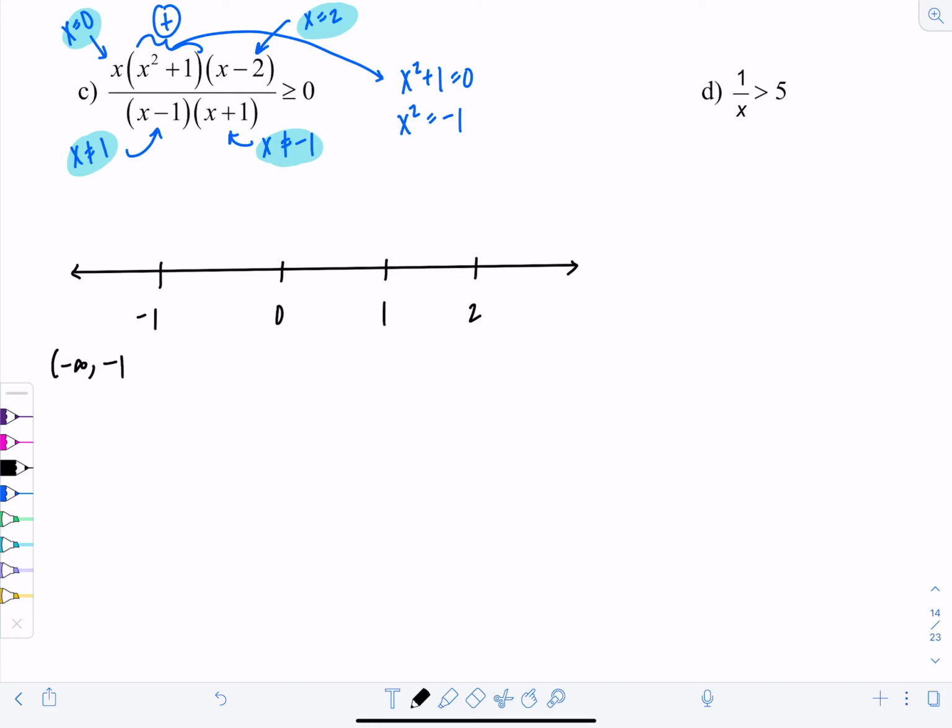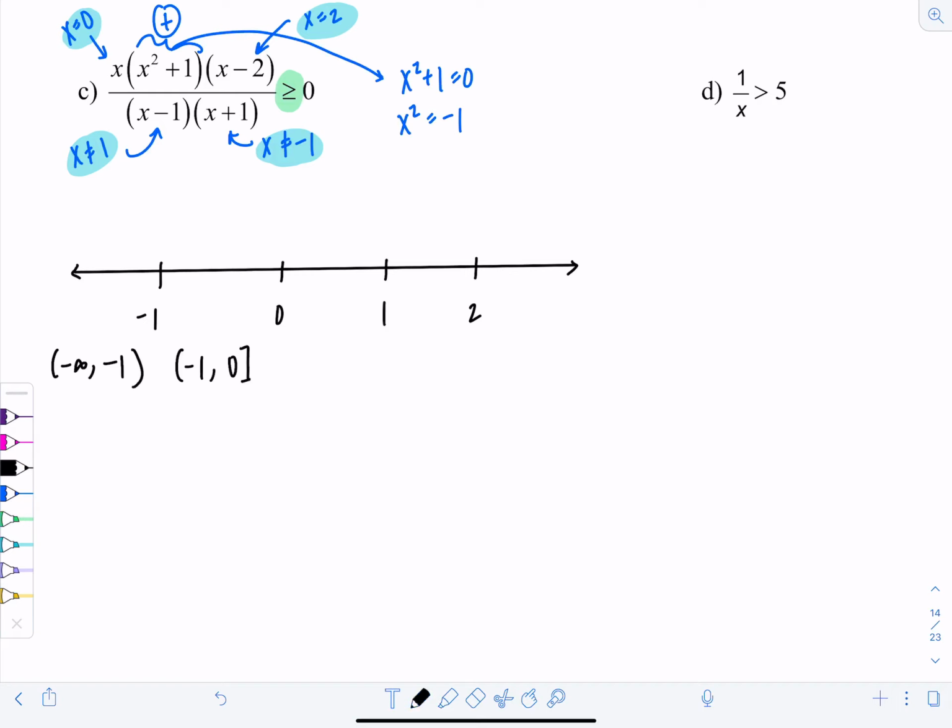Would I include negative 1? Yes or no? No, because it's a 0 from the denominator, which means it's a restriction. Okay, next interval is from negative 1, which we already said we don't include, to 0. Do I include 0? Yes, because 0 is a 0 from the numerator. And notice this inequality is inclusive. It says greater than or equal to 0, so we're including it.